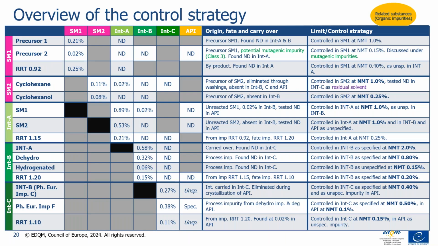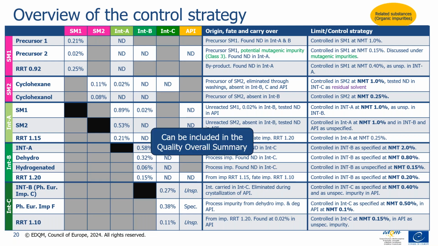Next slide, please. So you can prepare an overview of your control strategy, which can be presented in a table like the one proposed here, where you put the impurities on the side, what are the limits in the various intermediate or starting material proposed, and an overview of the origin, fate, and carryover for each impurity, and the limit and control strategy proposed. And this can be included in the quality overall summary. Next slide, please.